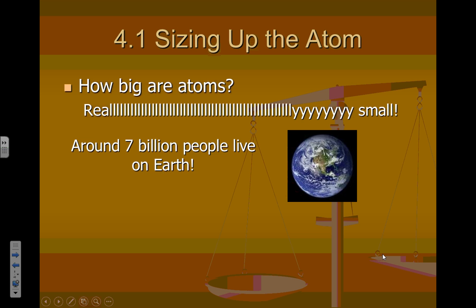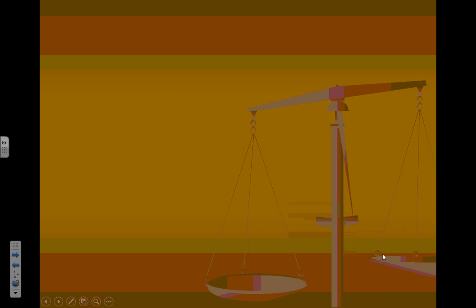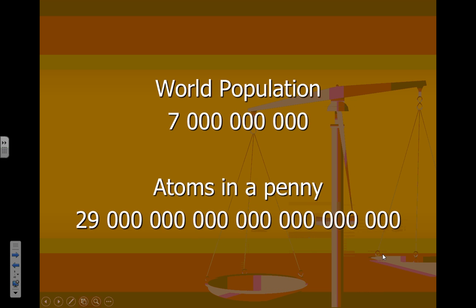Now, keep in mind, we've got around 7 billion people living on Earth. That's a 7 with 9 zeros after it. If we're looking at a copper penny, the number of atoms of copper in one copper penny is 4 trillion times bigger. Now, trillion doesn't sound too bad. That sounds like something I may understand, because you may know billion and then trillion would be 3 more zeros. It sounds like a normal thing, but trillion is actually inconceivably large.